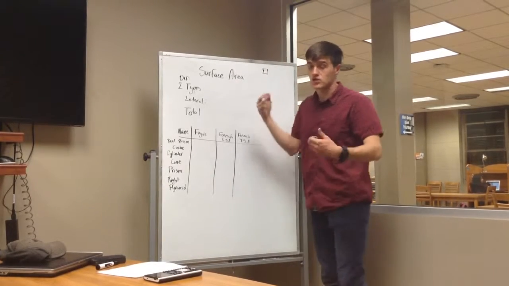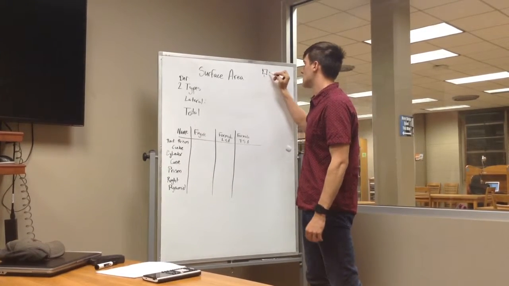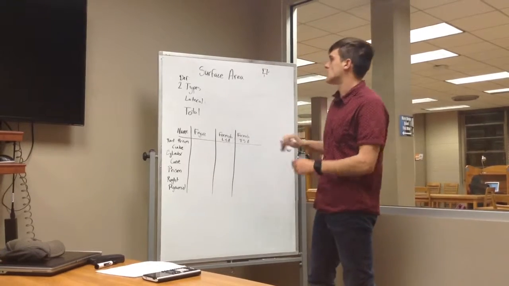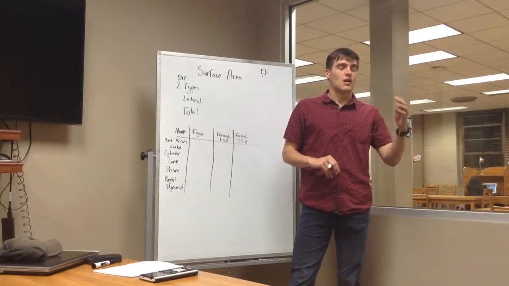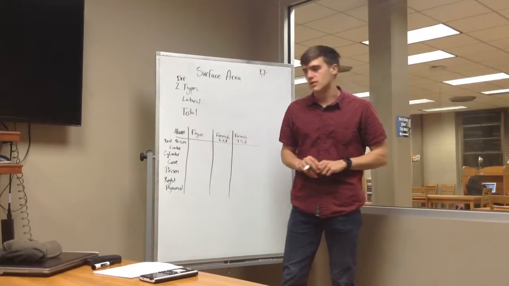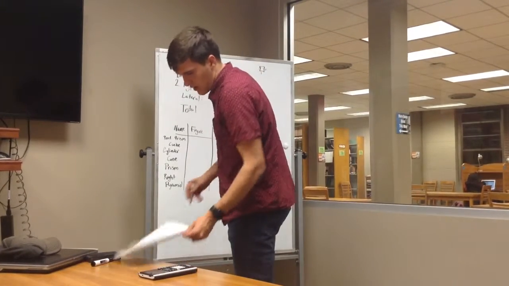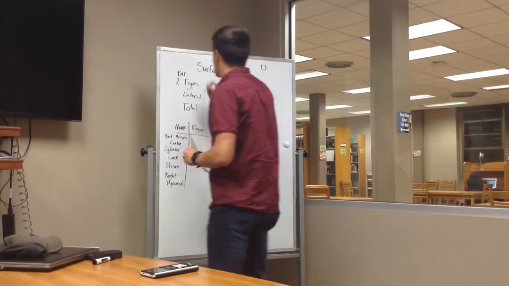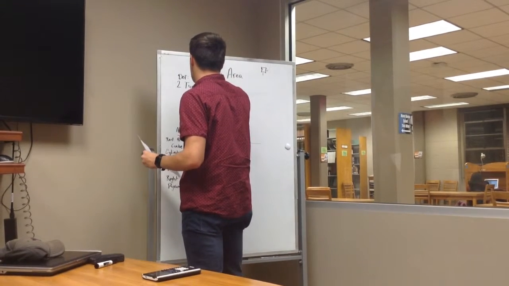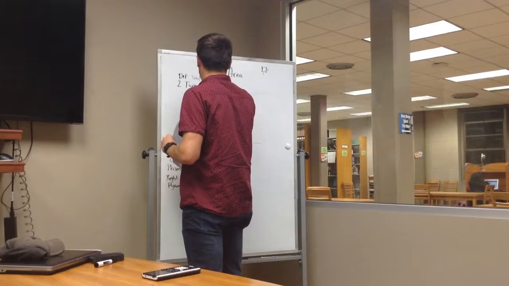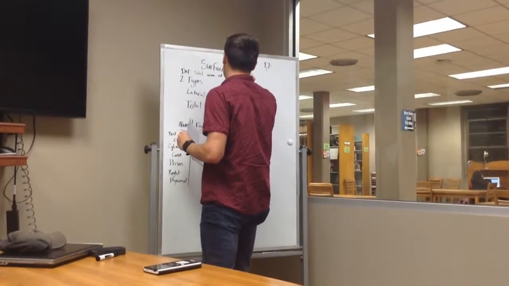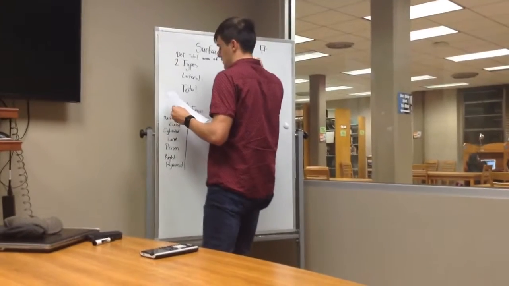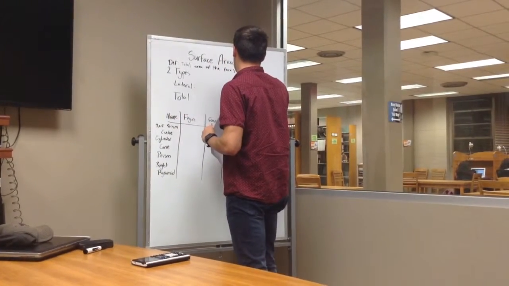So we know how to find the area of a square. The area of a square is length times width, right? So now we are going to add a little bit to that. We're going to figure out the area of 3-dimensional figures. And so area, or surface area, is the total area of the faces of a solid figure.